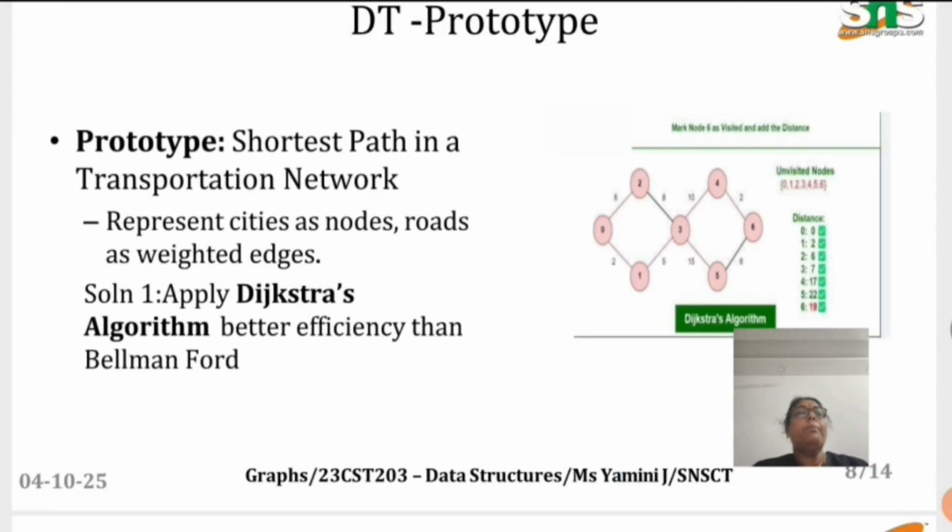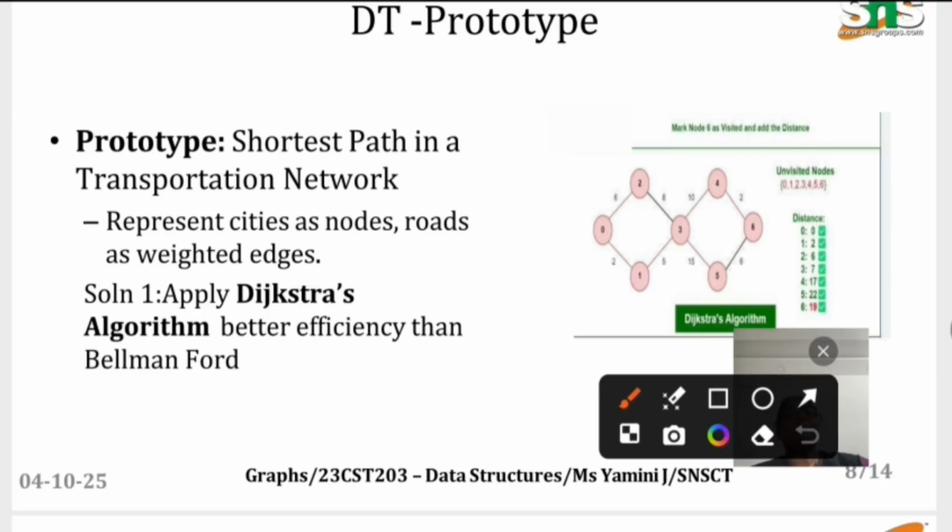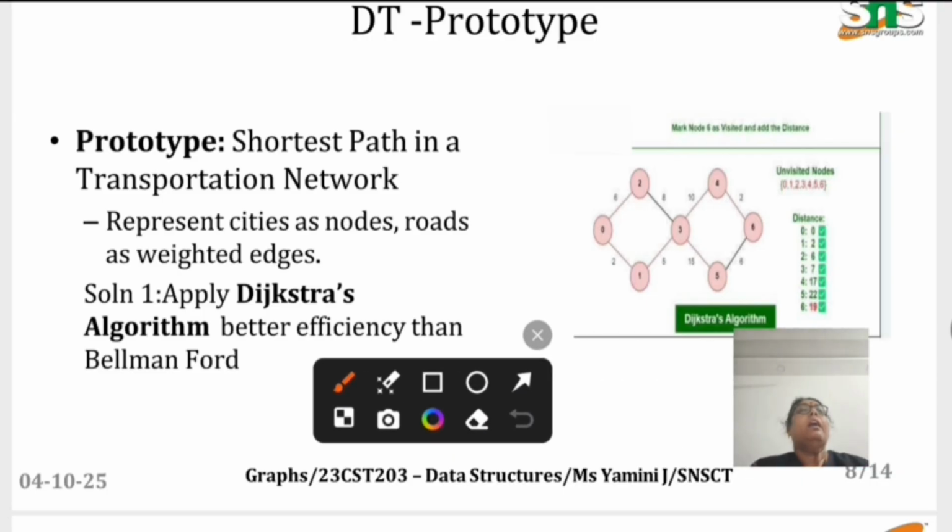Next one, prototype. In the prototype, we test these algorithms for the shortest path problem. Dijkstra's algorithm is better than the Bellman-Ford algorithm due to its efficiency in handling positive edge weights.